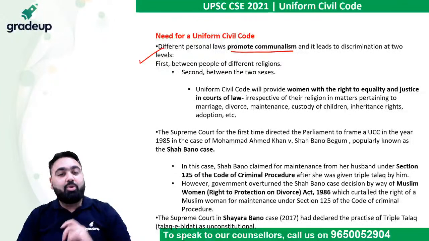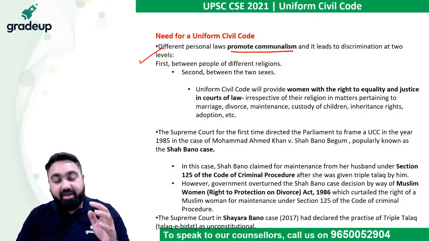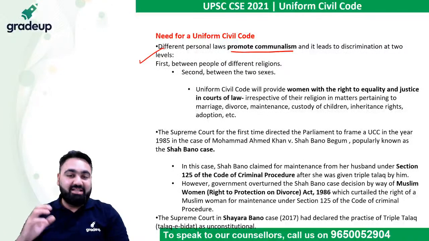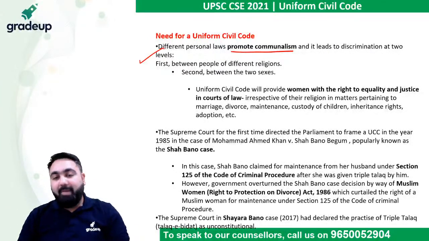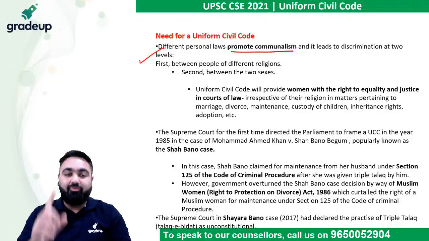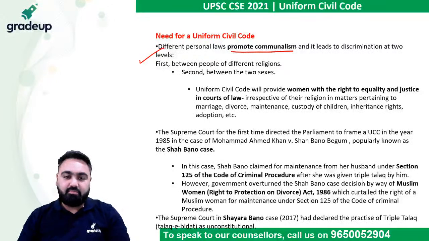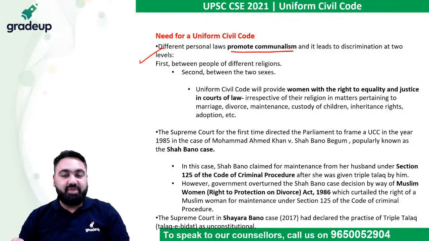As I said, the Supreme Court in the Shah Bano case of 1985 clearly said that the government should try to introduce a uniform civil code. What was the Shah Bano case? A Muslim woman got divorced. The husband was not ready to pay her any compensation or alimony, because as per Shariat law, he was not supposed to pay the money. But the Supreme Court said, no, you have to pay, because the dignity of women is higher than your religious laws. The Supreme Court has said that the Uniform Civil Code must be introduced because it is in favor of women also.